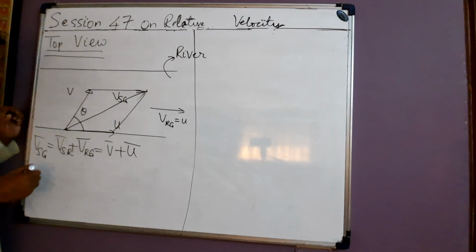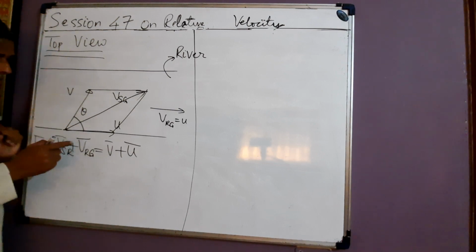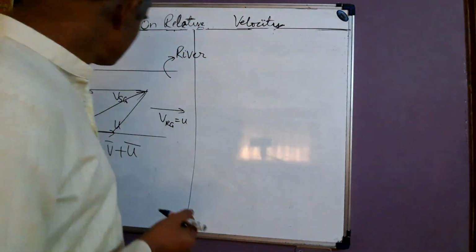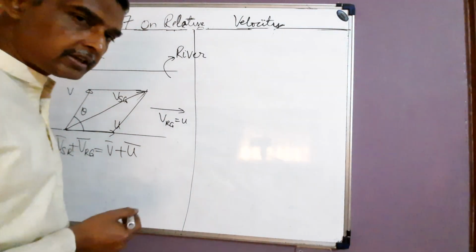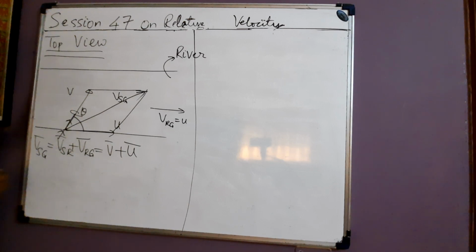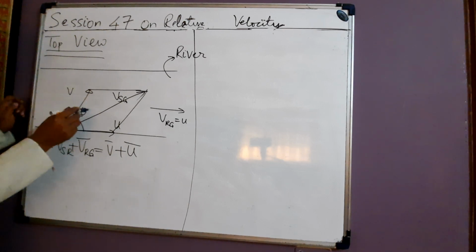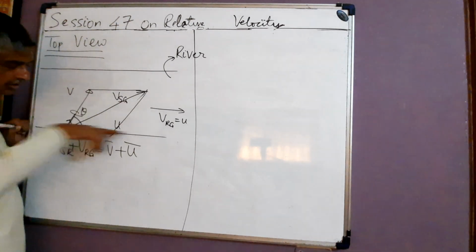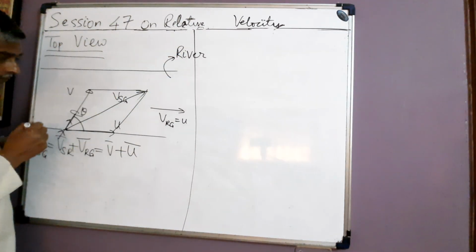So the swimming process will be something like this. The body axis of the swimmer is aligned along VSR. So it's like this. See, this is the swimmer. This is the head, this is the feet. VSR is always in this direction, VRG is in this direction, VSG is in this direction.